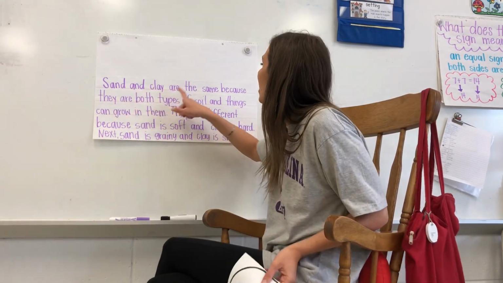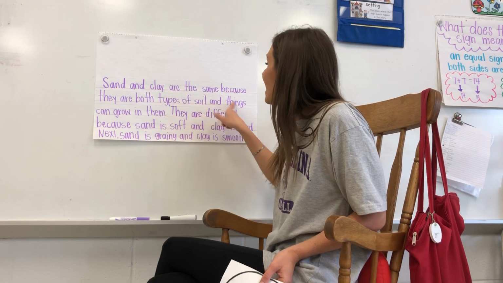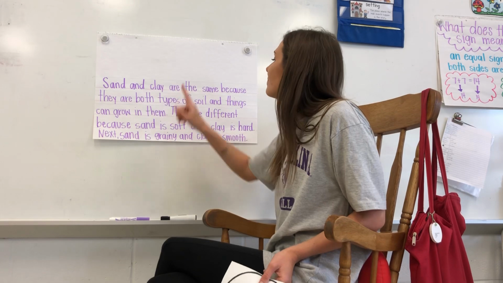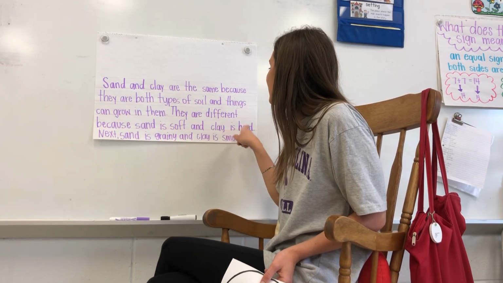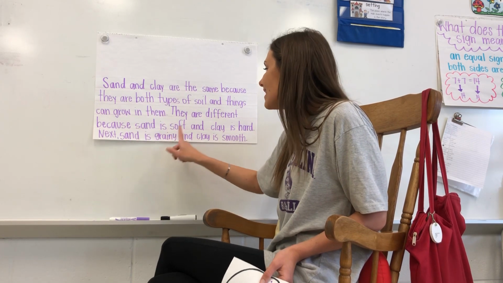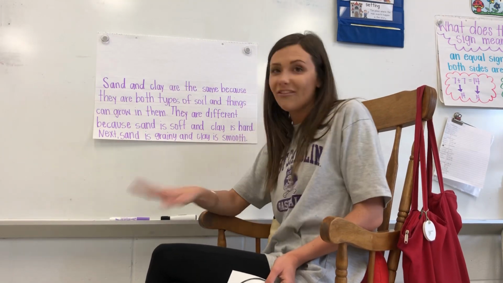Sand and clay are the same because they are both types of soil and things can grow in them. Period. Stop. They are different because sand is soft and clay is hard. Next, sand is grainy and clay is smooth. I have all of my similarities and all of my differences.